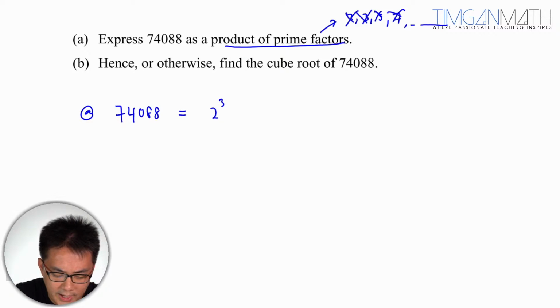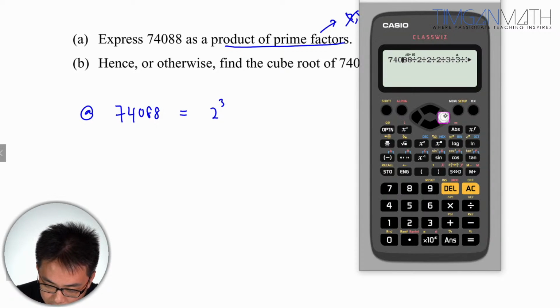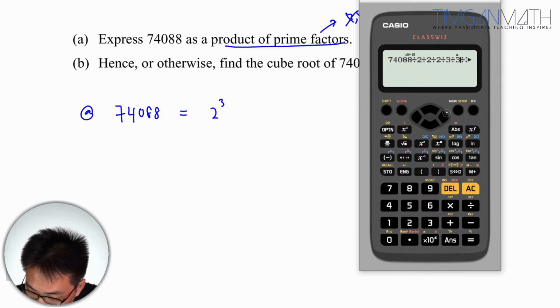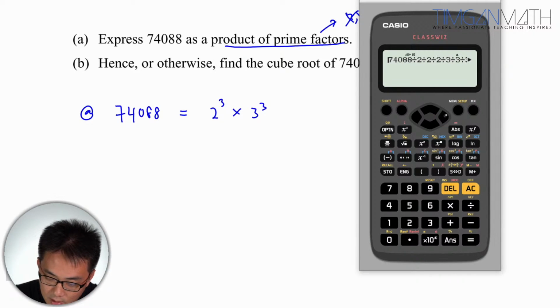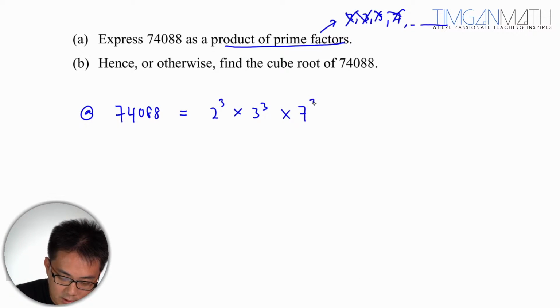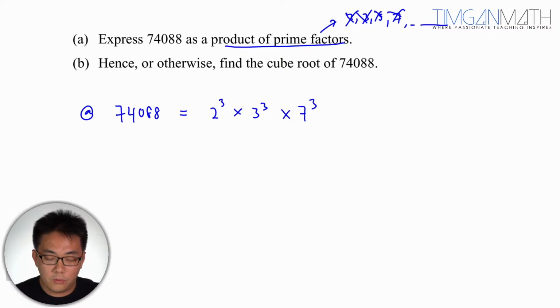After which we're going to count our 3s. So just look at the calculator. This is 1, 2, 3. 3 to the power 3. So this is multiplied with 3 to the power 3, and 7. 7 to the power 3 multiplied by 7 to the power 3. Okay, so this is how you do this question properly.